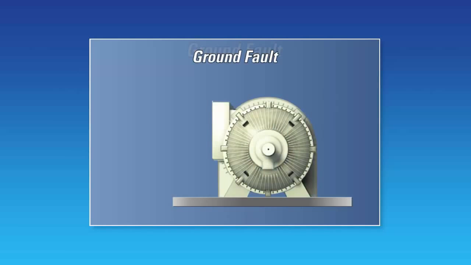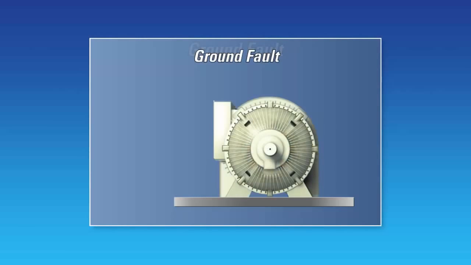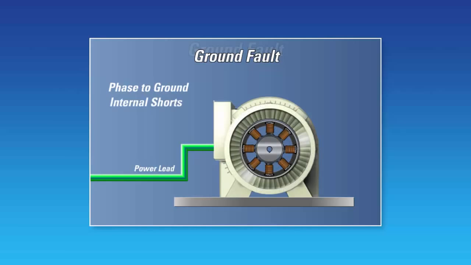Ground faults. A ground fault is a fault that creates a path for current to flow from one of the phases directly to the neutral through the earth, bypassing the load. This current is sometimes referred to as zero-sequence current. Damage to a phase conductor's insulation and internal shorts due to moisture within the motor are common causes of ground faults.